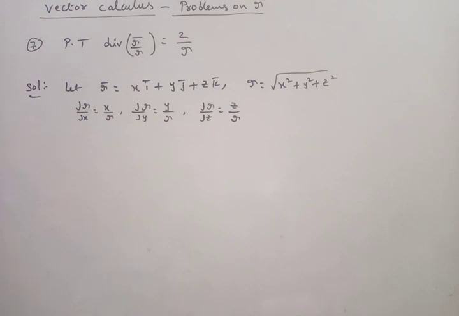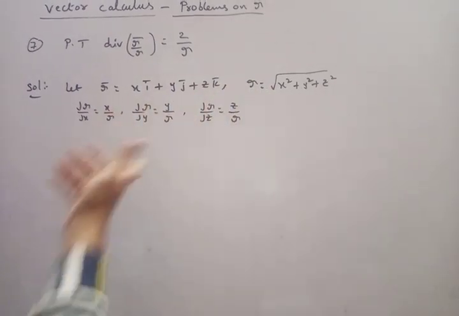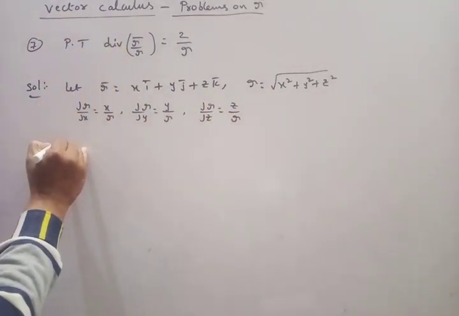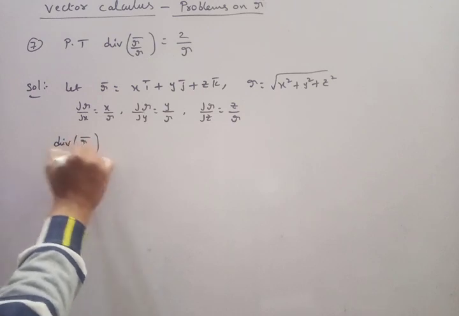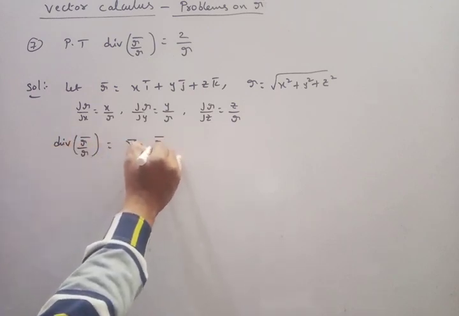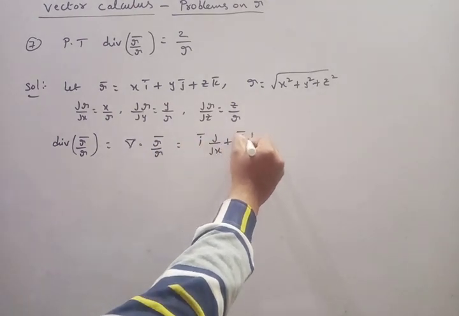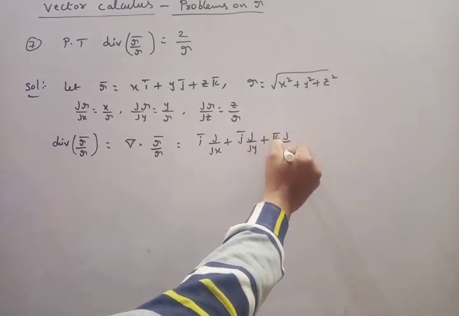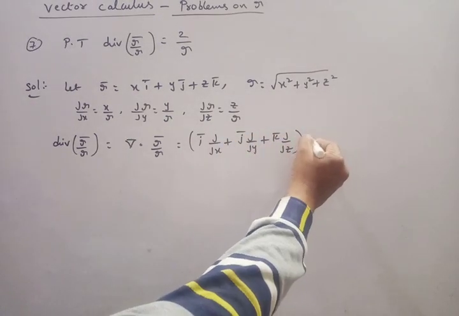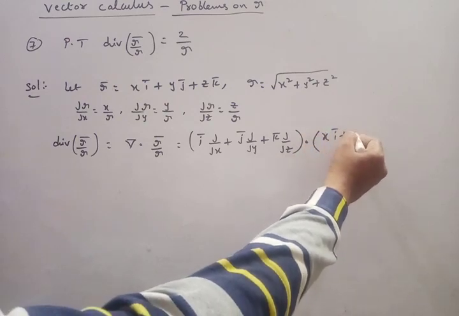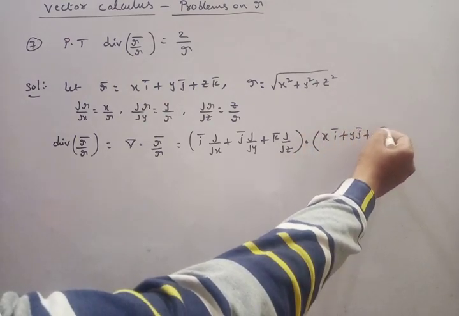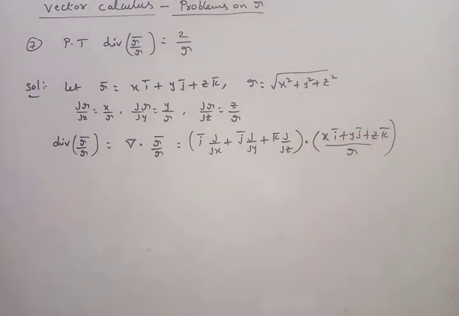Next problem. Prove that div of r bar by r is equal to 2 by r. Div of r bar by r is equal to how much? 2 by r. See here, so you have to write this data. Now div of r bar by r, that means del dot r bar by r. What is del here? i bar dou by dou x plus j bar dou by dou y plus k bar dou by dou z, dot product with r bar. r bar is what? x i bar plus y j bar plus z k bar, by r, whole divided by r.